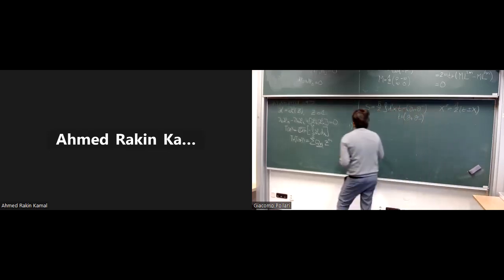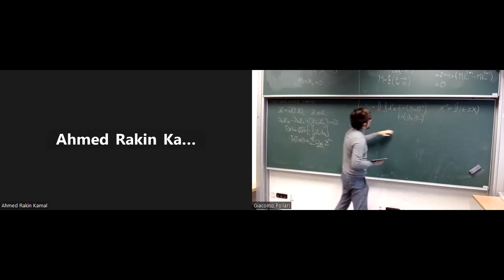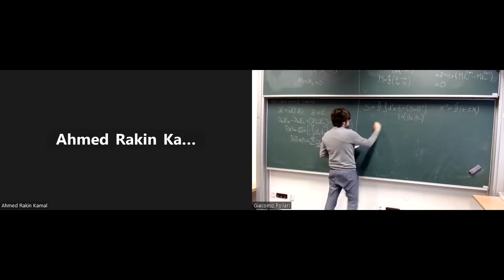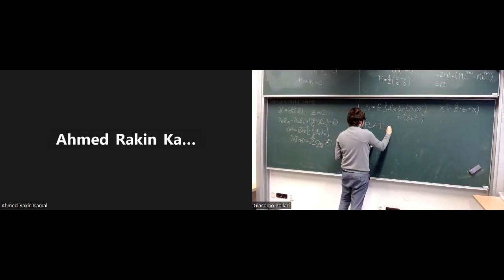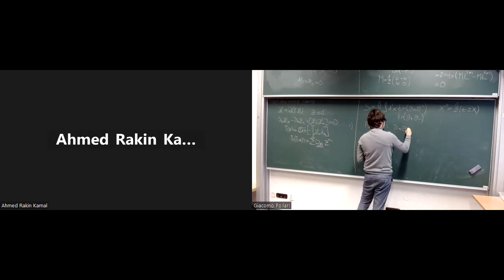What you do is, if you have this action written in this principal chiral model way, then you need two properties of these J's to be satisfied for you to define the Lax connection. The first one is that it needs to be flat. That is from the Maurer-Cartan equation, so that is fine.